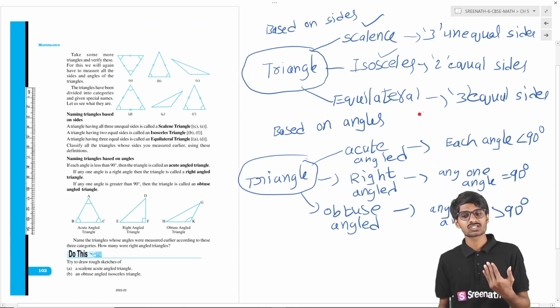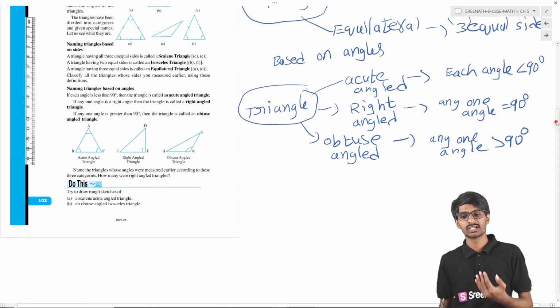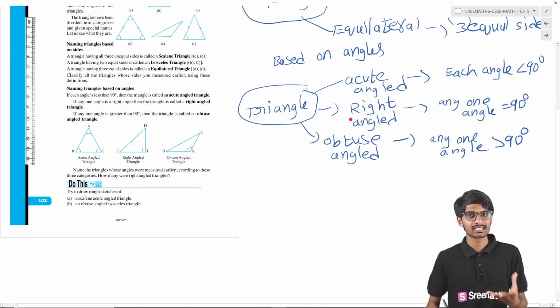Okay, students. Next, based on the angles, triangles are classified into 3 types. If the angle is less than 90 degrees, acute angle triangle. If the angle is equal to 90 degrees, right angle triangle. If the angle is greater than 90 degrees, obtuse angle triangle, students.